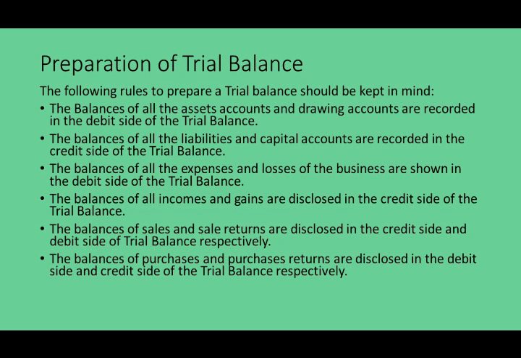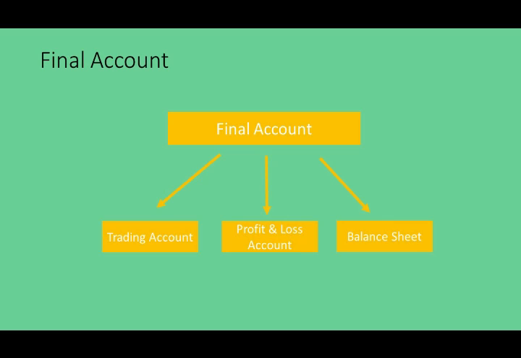balance. The balances of all incomes and gains are disclosed in the credit side of the trial balance. The balances of sales and sales returns are disclosed in the credit side and debit side of the trial balance, respectively. The balances of purchases and purchases returns are disclosed in the debit side and the credit side of the trial balance, respectively. Next topic is final accounts.